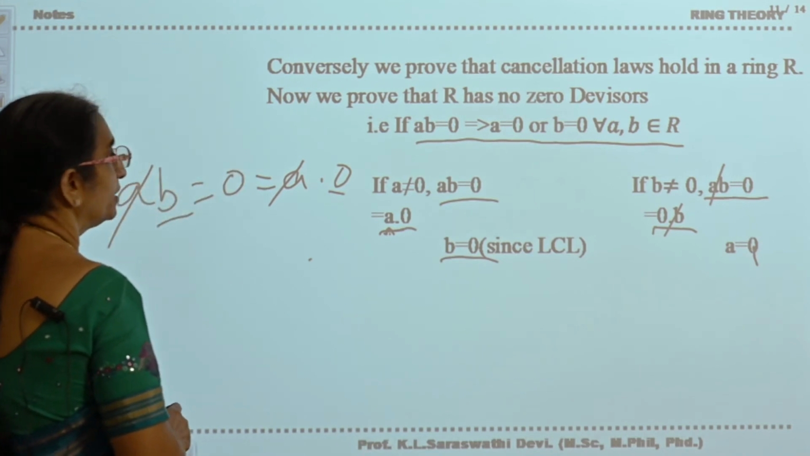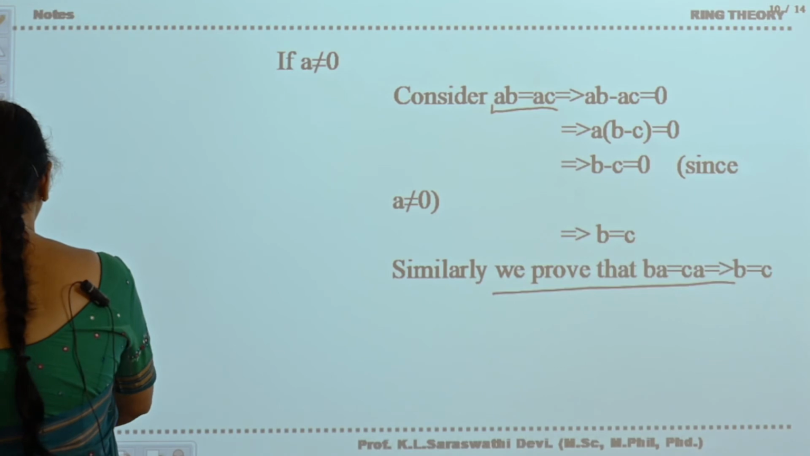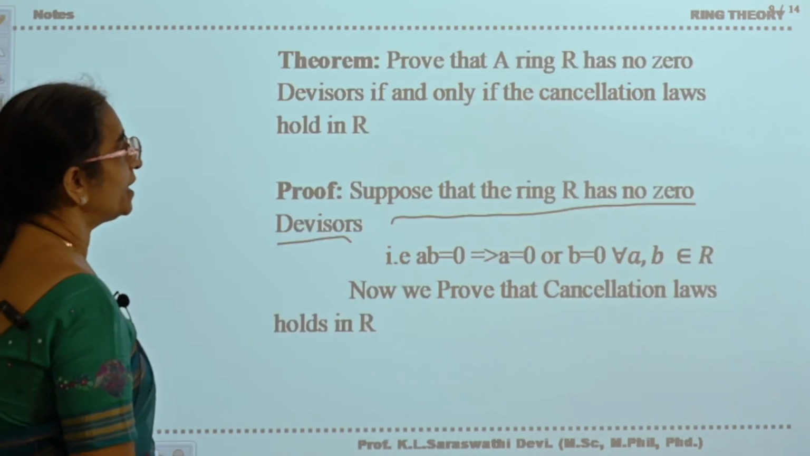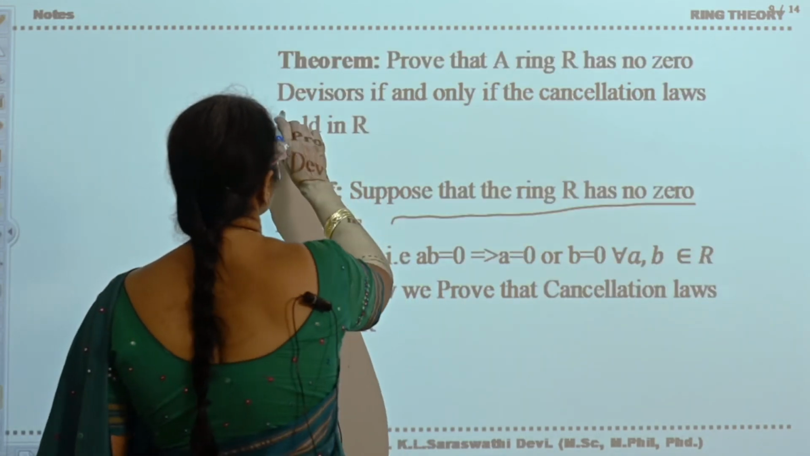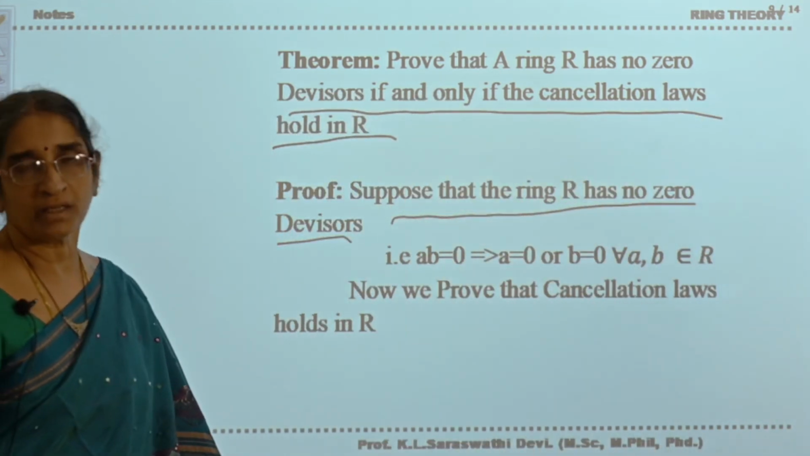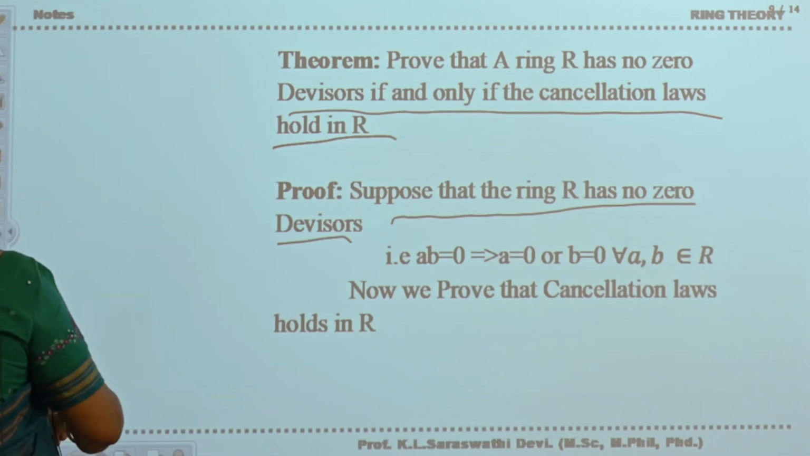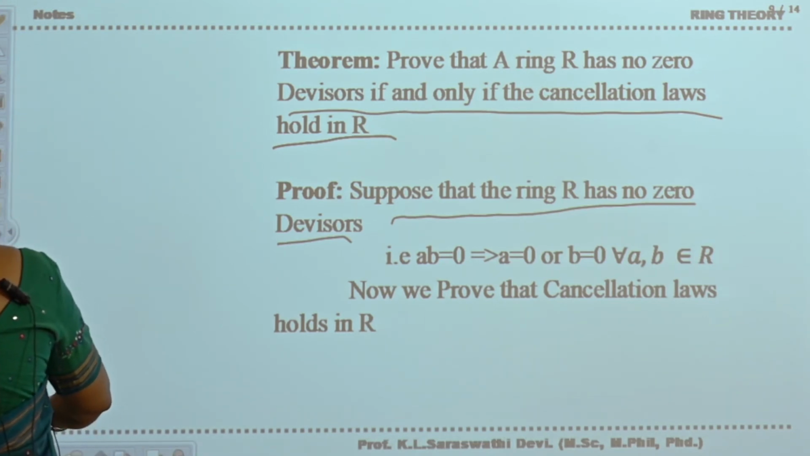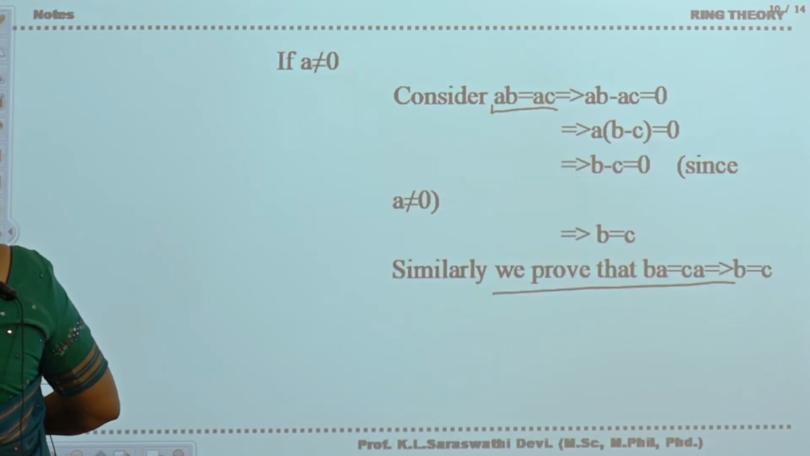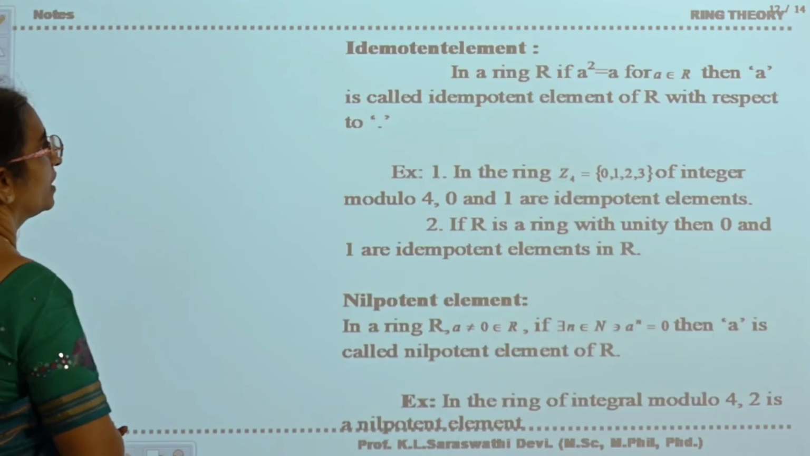Now, is it clear? This is the statement you have to remember, as we are going to use it in problems. Prove that a ring R has no zero divisors if and only if the cancellation laws hold in R. This result we will use in the next part also, while proving some theorems on integral domain.